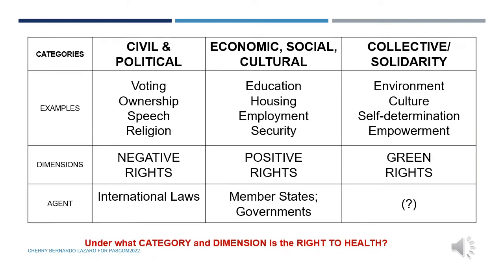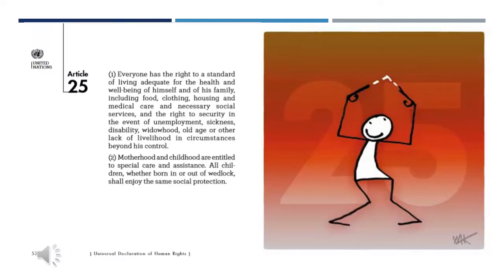Looking back at the previous table shown, under what category and dimension is the right to health? Think about it. Article 25 of the Universal Declaration of Human Rights states that everyone has the right to a standard of living adequate for health and well-being of himself and his family. And if you read further, it also states conditions needed to uphold this right.